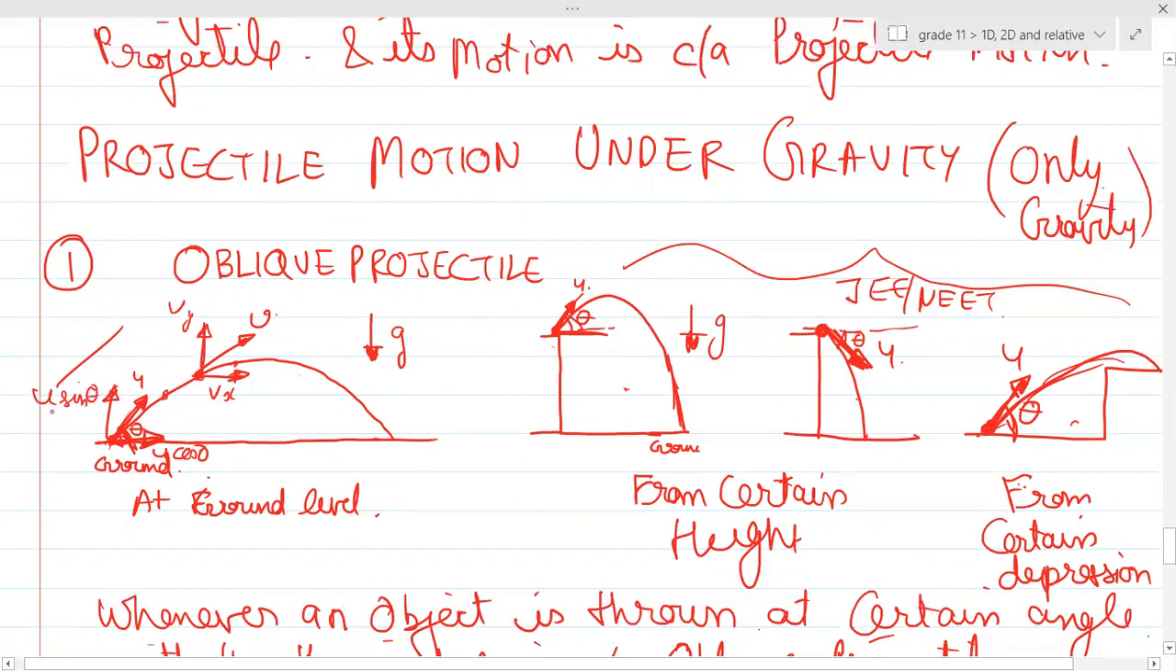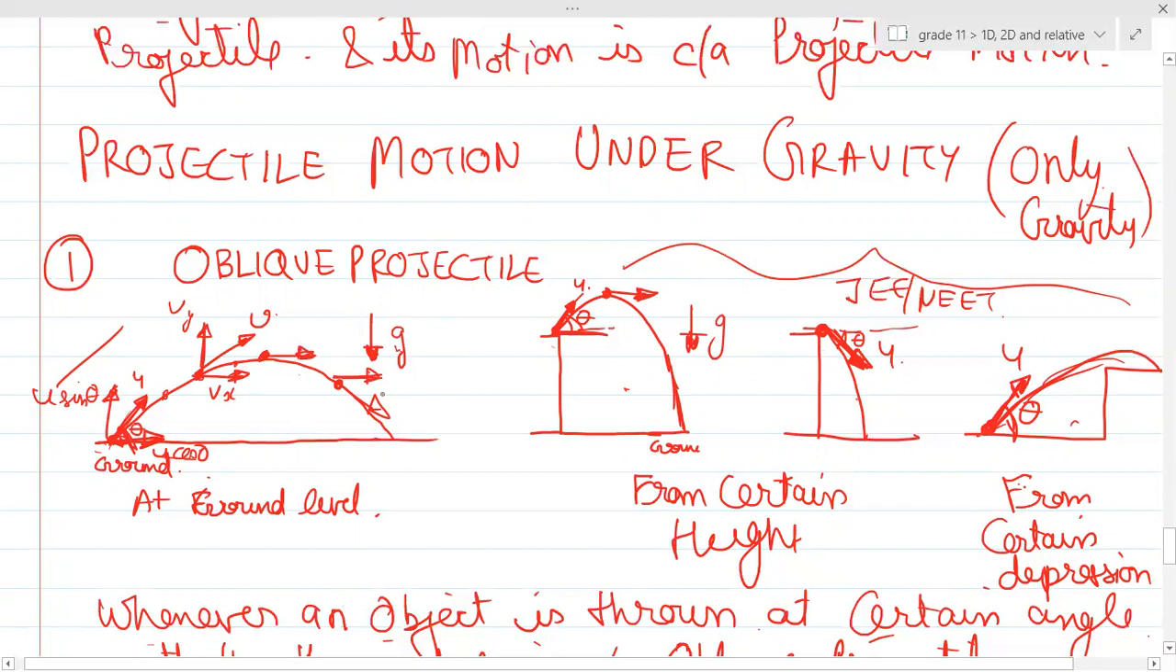Okay, so u cos theta, u sin theta. Can you see over here, this u cos theta is perpendicular. At this point also there is one component which is perpendicular to g. At the highest point, when the object won't go further in height, it will have only the horizontal velocity. Can you see the velocity itself becomes perpendicular?